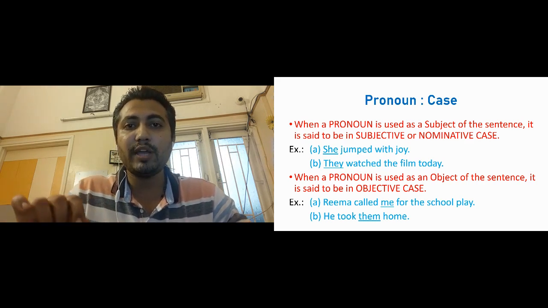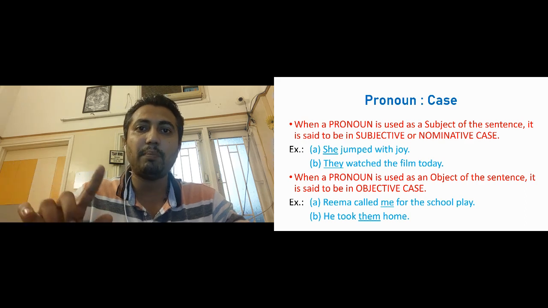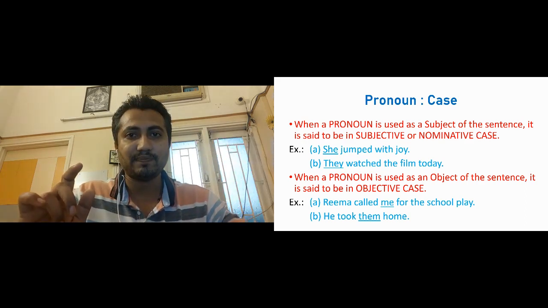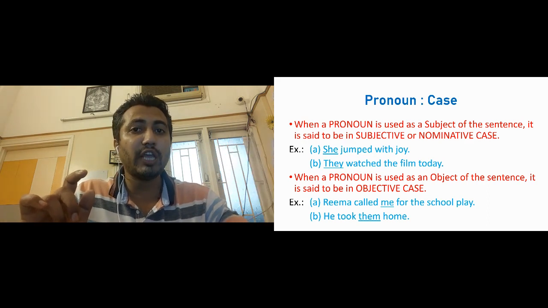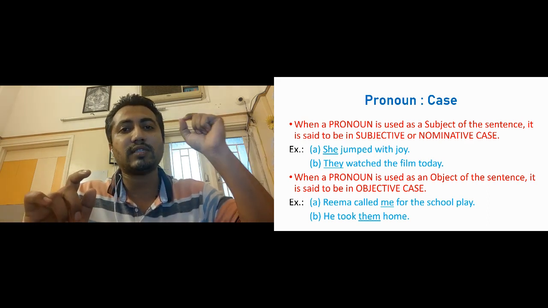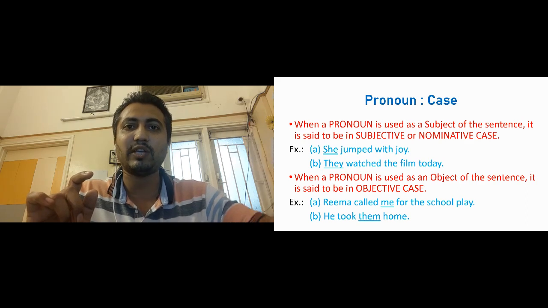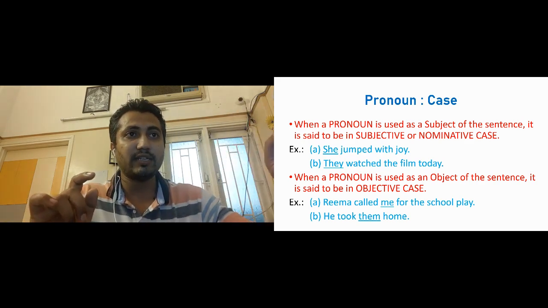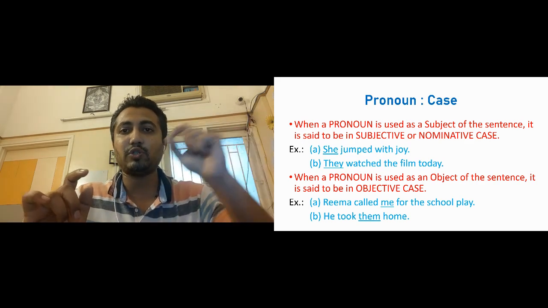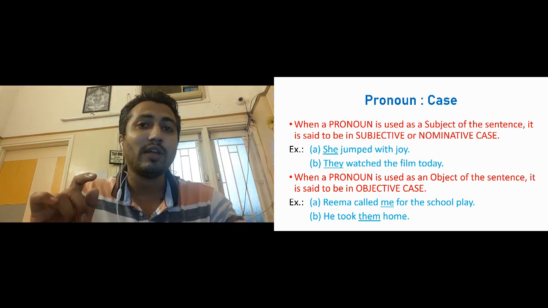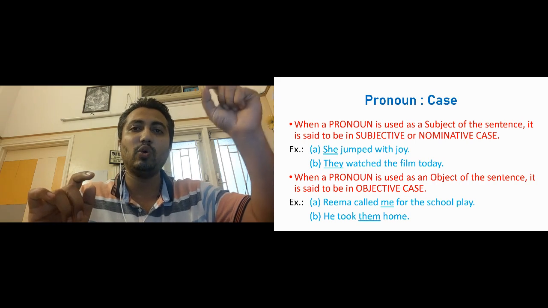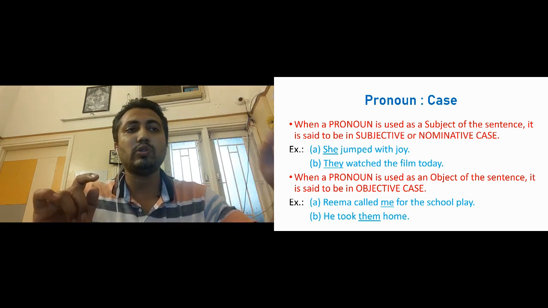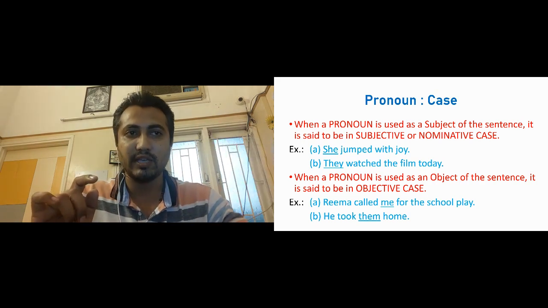She jumped with joy. Here we are talking about she, isn't it? So, she is the subject of the sentence. You understand? Okay. Next sentence, they watched the film today. Whom are we talking about? They. They are the doer of the action and we are talking about they. So, they is the subject.